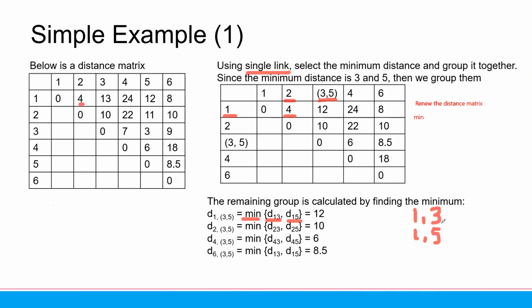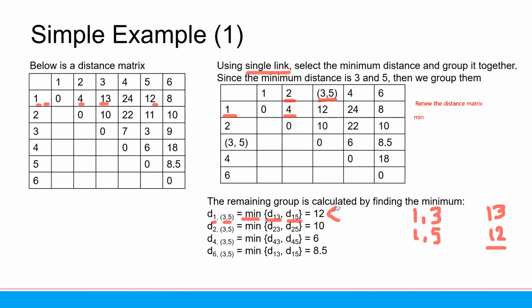What is the distance 1, 3? 1, 3, it is 13. What is the distance between 1 and 5? 1 and 5, it is 12. 13 and 12, which one is the minimum? It is 12. Then we put 12 as the new distance between 1 and 3, 5, so we put 12 here.